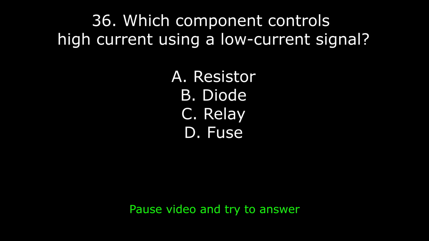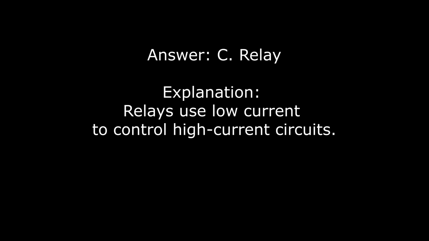36. Which component controls high current using a low current signal? A. Resistor, B. Diode, C. Relay, D. Fuse. Answer is C. Relay. Explanation: relays use low current to control high current circuits.